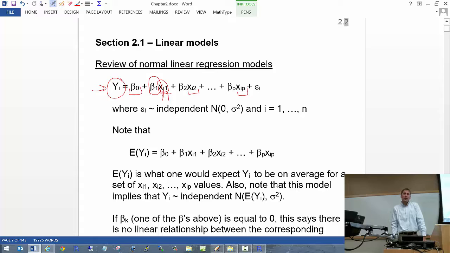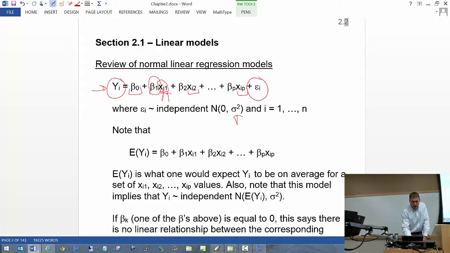So how many betas do I have? P plus 1. And then also with the normal linear regression model, you have this error term. It's called epsilon. Epsilons are distributed independent, with a normal distribution, mean 0, variance sigma squared. Notice that this variance there does not have a subscript on it. So that means we have constant variance throughout. That's an assumption of the model.